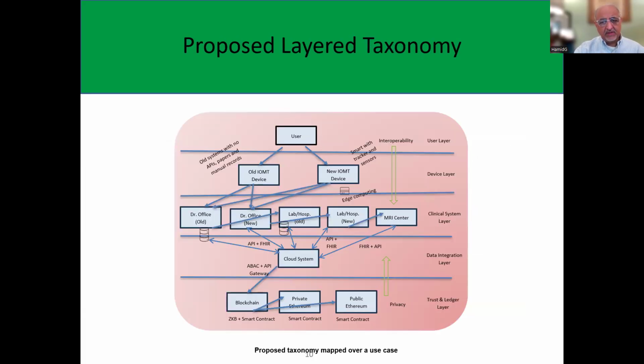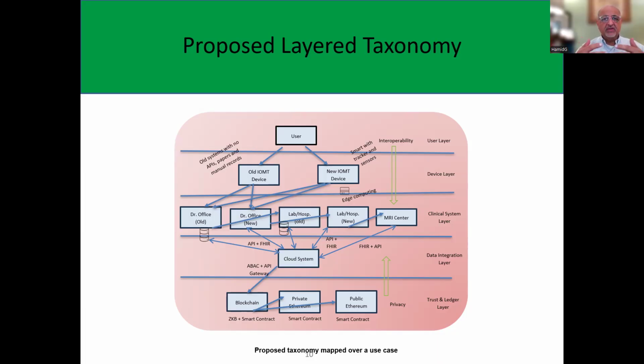This is the taxonomy. This is copyrighted. I proposed this taxonomy earlier this year. As you can see, there are different layers in this ecosystem. You have the user layer, where the actual user has the interface. Then you have the devices. When you talk about the device layer, you're talking about IoT devices. Could be old, could be new. The old ones may not have any interface out, maybe just Bluetooth data exchange. The newer ones may have API capability to send the data out.